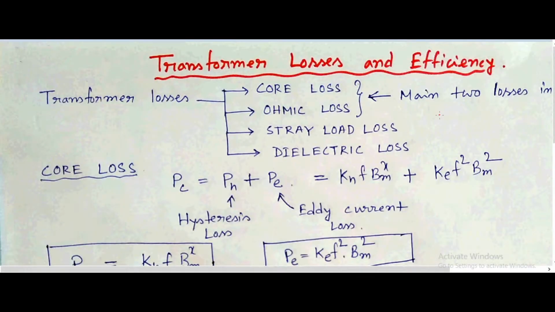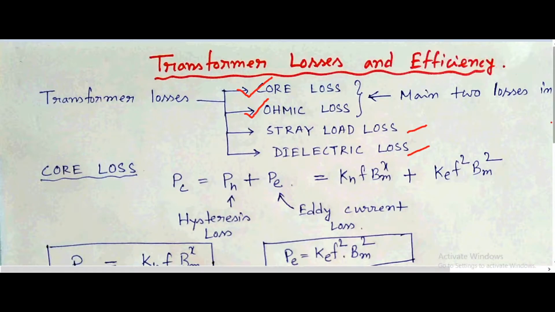Welcome everyone. In this video, our discussion point is transformer losses and efficiency. Transformer losses have two main types: the core loss and the ohmic loss. Besides these two losses, we have stray load loss and dielectric loss.